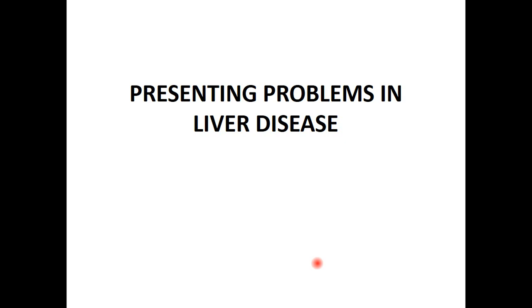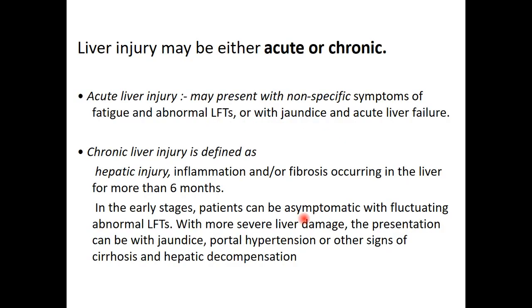We are going to talk today about the presenting problems in liver disease. How could patients with liver disease present? He could present with either acute liver injury, acute liver disease, or chronic liver disease. Acute liver injury may present with non-specific symptoms of fatigue and abnormal liver function test, or with jaundice and acute liver failure. So it's either mild or moderate, just non-specific symptoms with abnormal liver function test, or he may present with severe form of acute liver disease with jaundice and acute liver failure and fulminant hepatic failure.